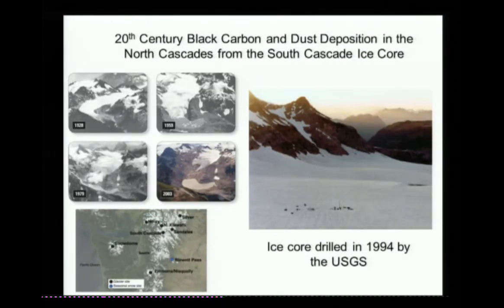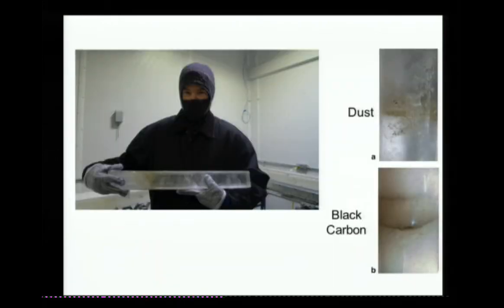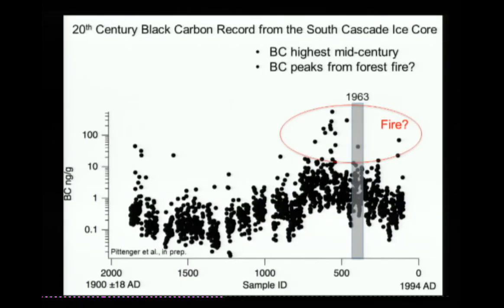Okay, I just want to show you guys one last thing here, which is that there was an ice core that the USGS drilled in 1994, and so we've also been working on that record. This picture shows that we can look at the dust and the black carbon records from that ice core. We're still working on the dating of this, but we now have a record of how black carbon concentrations deposited on the North Cascades have varied over the 20th century. The gray area there is showing 1963.